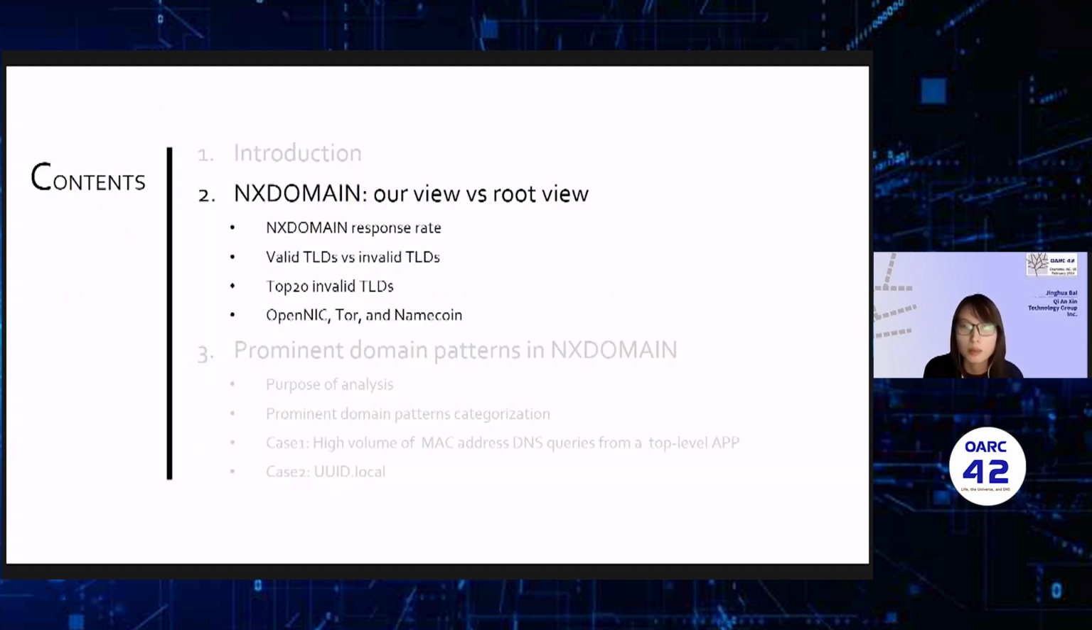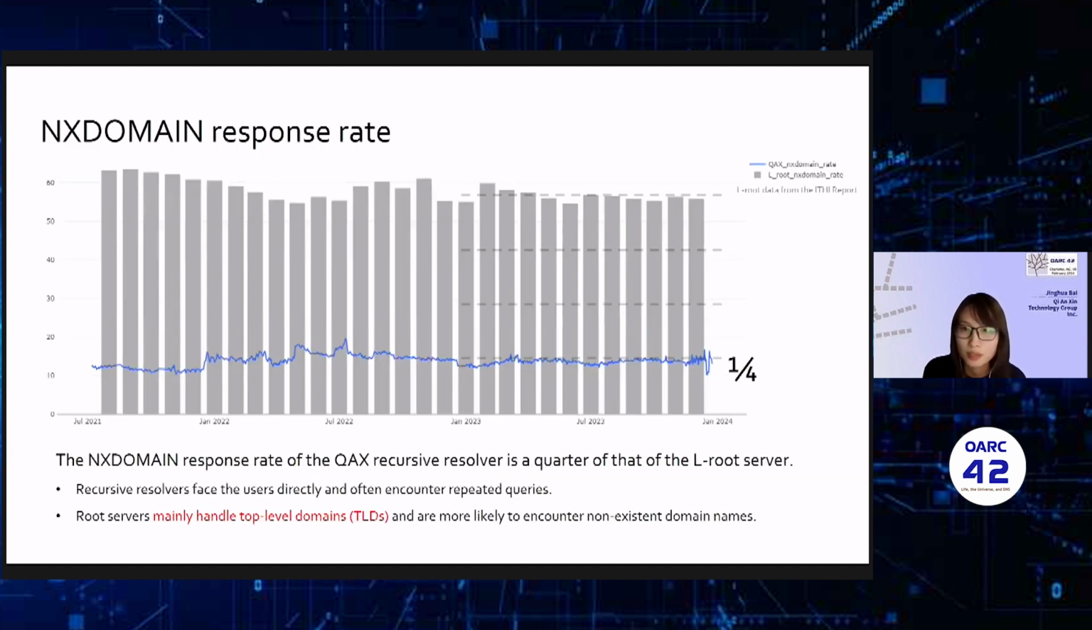Now let's see some comparison data. The diagram here showcases the NXDOMAIN response trend over the last 2.5 years. The gray bar represents the L-root server. The blue line is our recursive resolver. We can see that our recursive resolver's NXDOMAIN rate is a quarter of the L-root server's. That's pretty much what we expected.